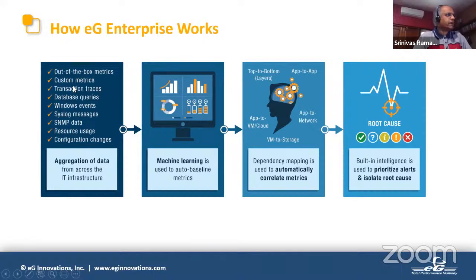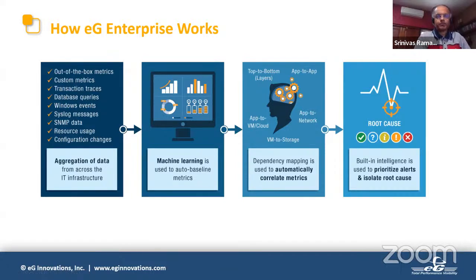So our solution collects data from multiple sources in the environment. It collects this data and passes it to a machine learning algorithm. The machine learning algorithm analyzes millions of metrics and comes back and tells us where the problems will likely be. We then look at the different dependencies that exist in your environment: application to application dependencies, application to network dependencies, virtual machine to storage dependencies. Based on all these dependencies, we are then able to tell you where the root cause of a problem lies.